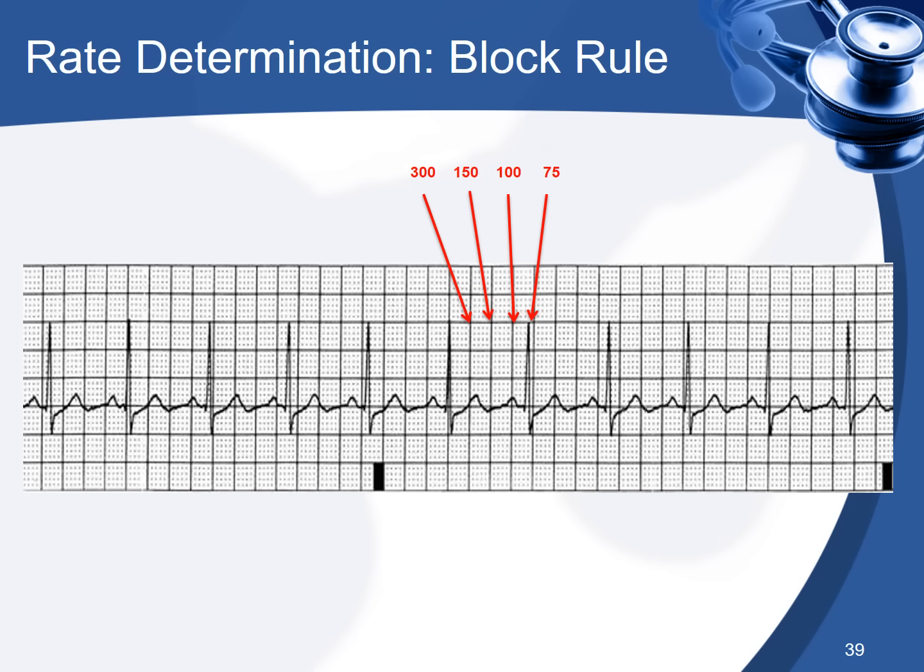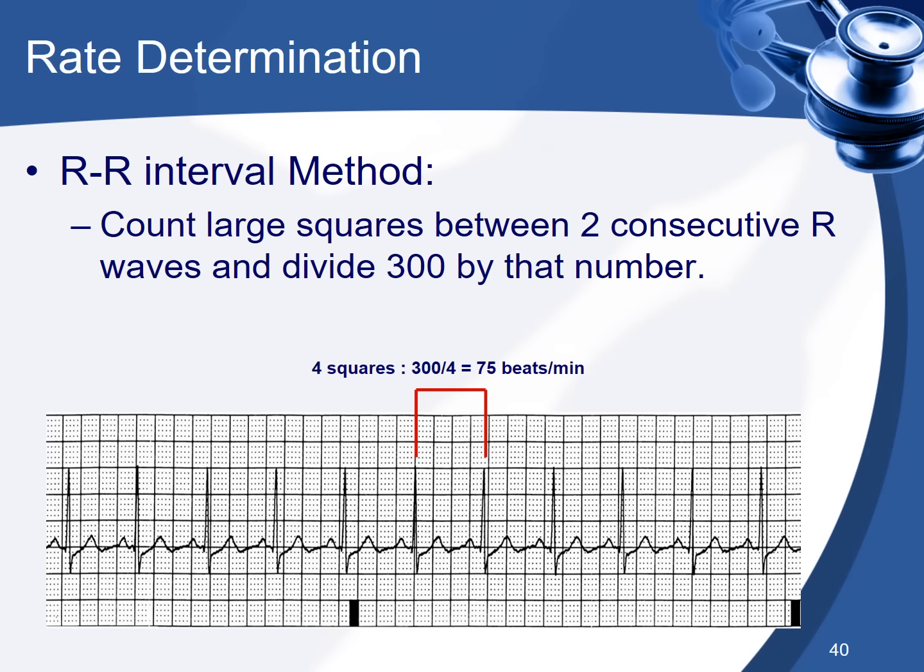Again, this is a little bit more difficult to do because you do have to remember these numbers. So in this case, we are going to find a QRS that is on a heavy line. Find this one, count the number of big boxes between this one and the next QRS. So here's 1, 2, 3, 4. Divide the number 300, which is also a set number. 300 divided by 4 will give you 75 beats.